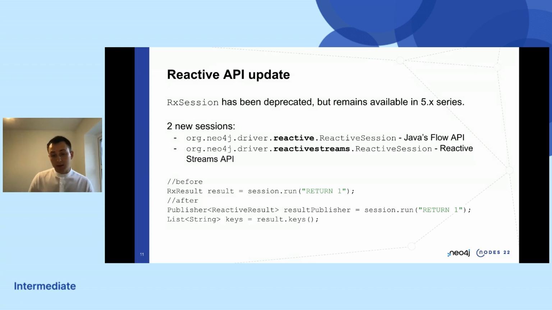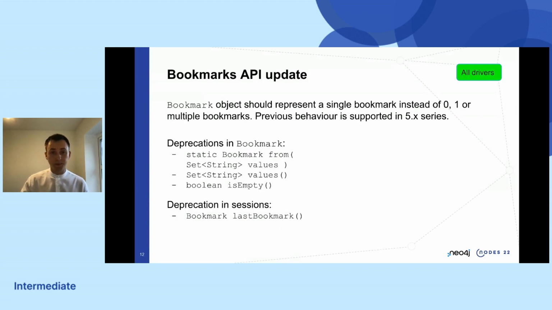This actually allowed us to simplify method keys on result, which can now return a list of strings instead of having to return a publisher, which could also throw an exception.